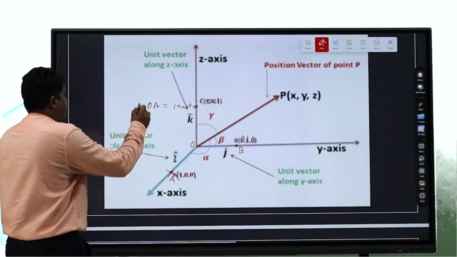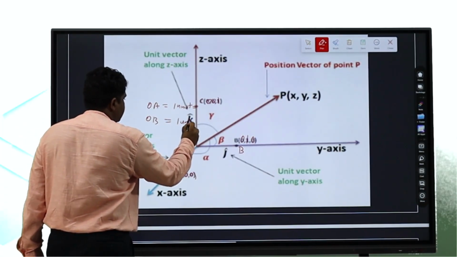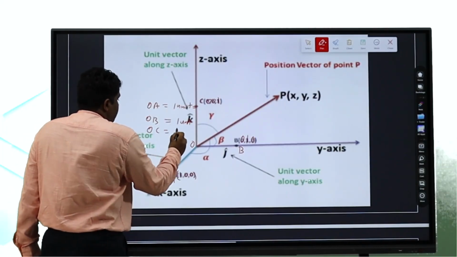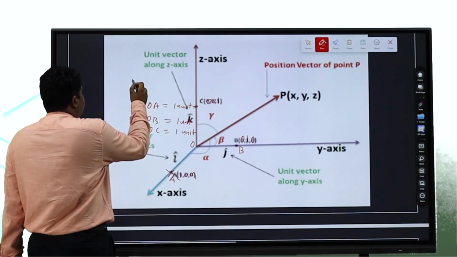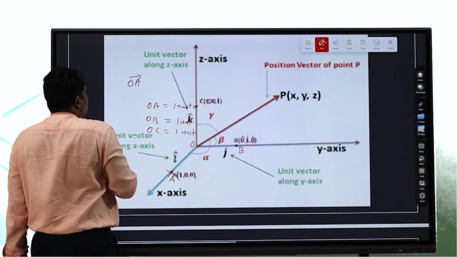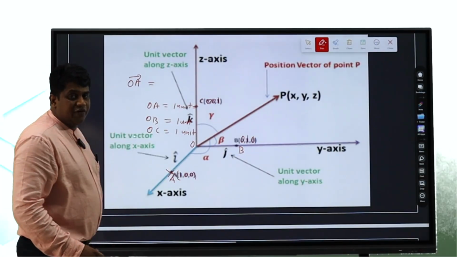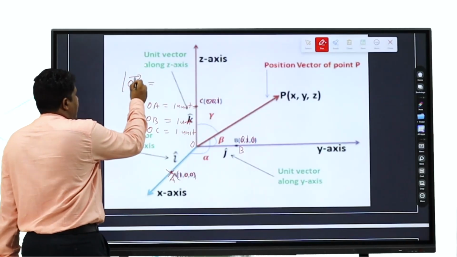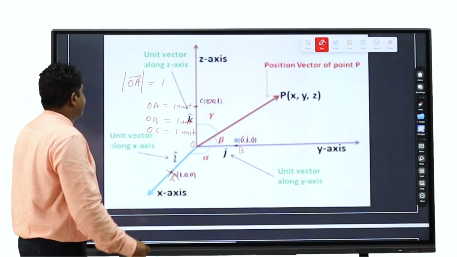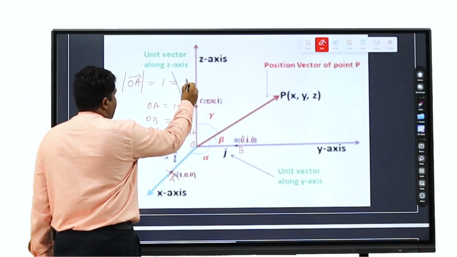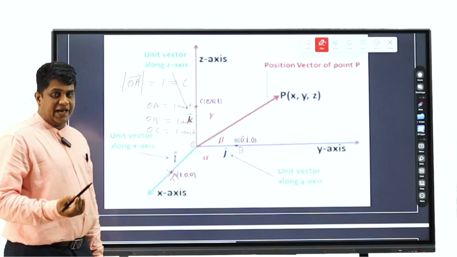Okay. Then the OB vector has magnitude 1 unit. OC also has magnitude 1 unit. Then what about the OA vector? The OA vector is the vector along the direction of the x-axis. And what about its magnitude? Its magnitude is 1. So we can call this vector I. That is, I is a unit vector along the direction of the x-axis.